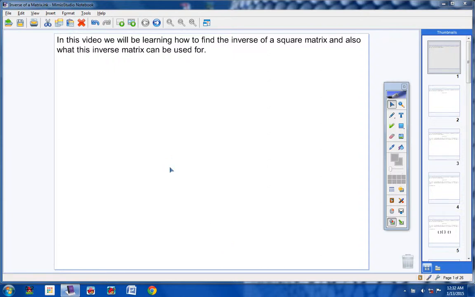In this video, pre-cal students will be learning how to find the inverse of a square matrix and also what this inverse matrix can be used for. Okay, so go ahead and copy down your heading for today, please.